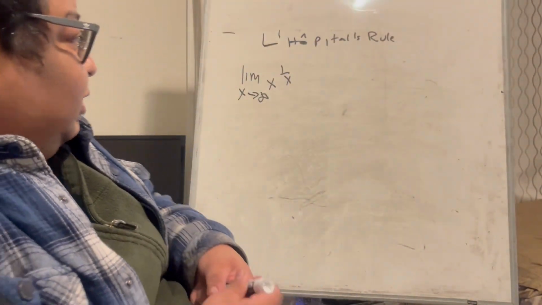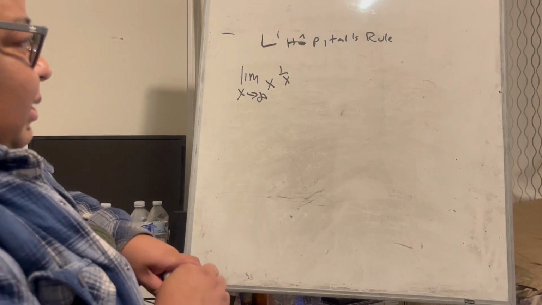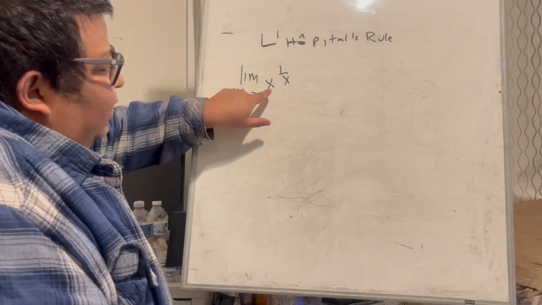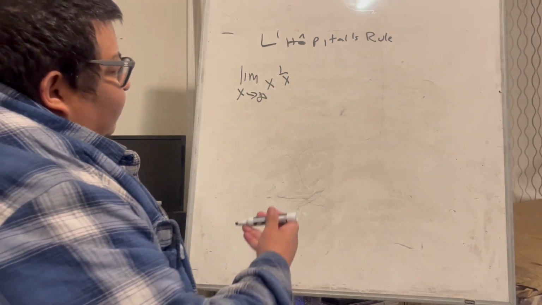Welcome students. In this video we're going to look at the following limit. It says the limit as x approaches infinity of x to the 1 over x.